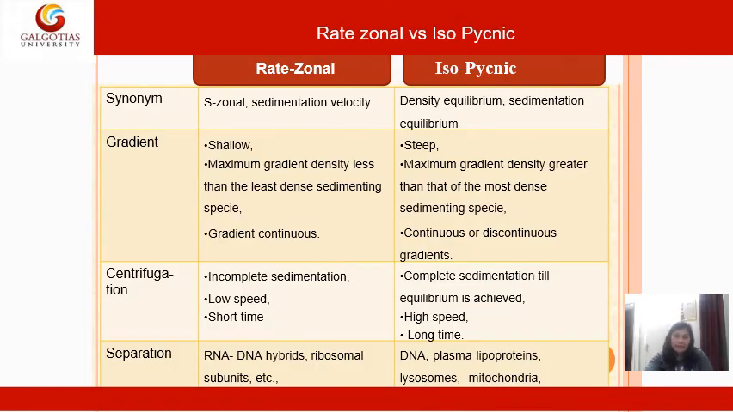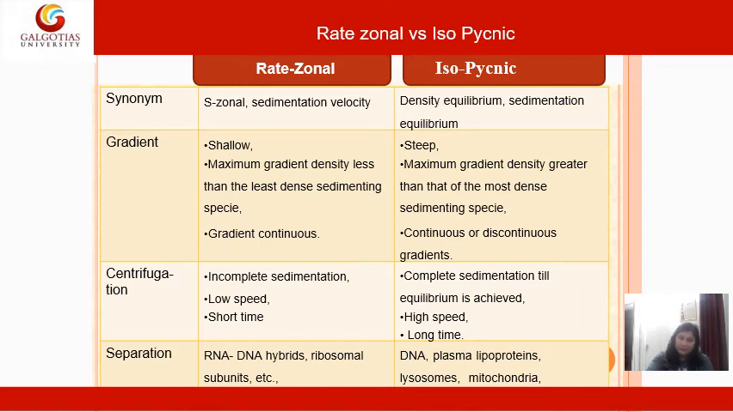Now on this slide, we have some differences of rate zonal and isopycnic density gradient centrifugation. The synonym of rate zonal centrifugation is S-zonal or sedimentation velocity. You may get a question as rate zonal, as S-zonal, or as sedimentation velocity. All three terms are the same.